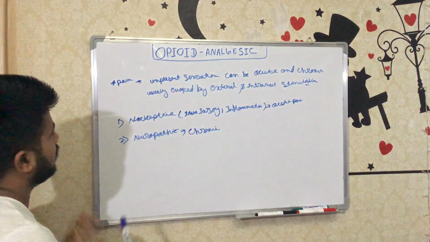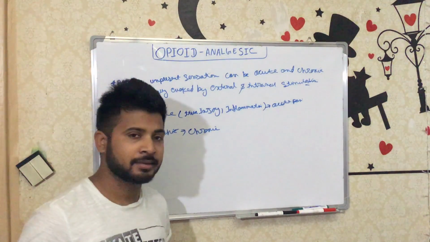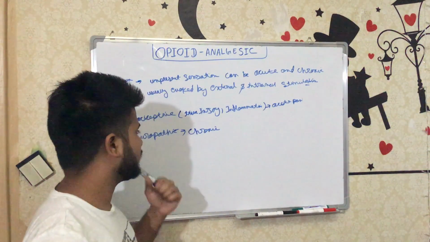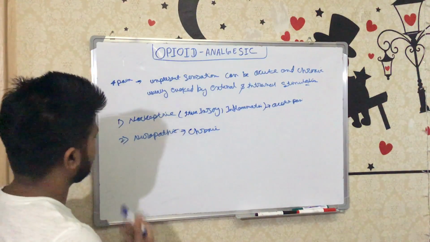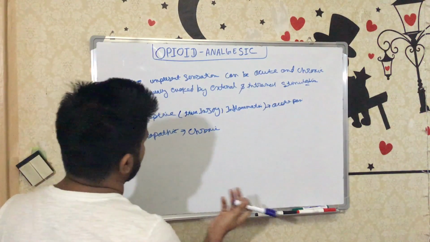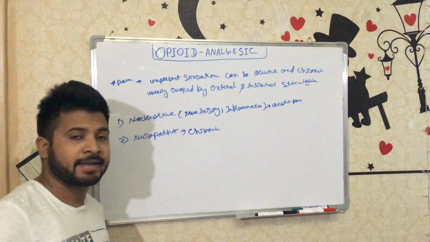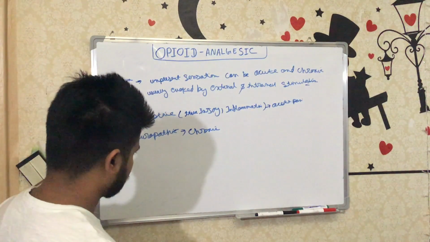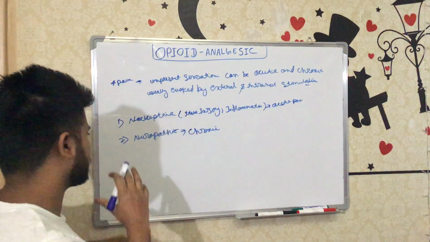So this is a little bit of information about pain. Neuropathic pain mostly belongs to chronic pain, and nociceptive pain is like tissue injury, inflammation, and some other external or internal stimulus. By the help of opioid analgesics we can treat both kinds of pain.